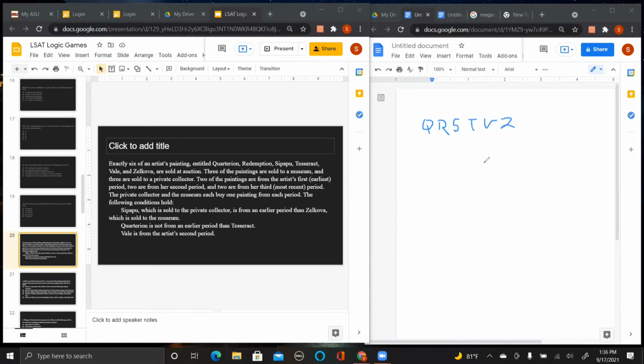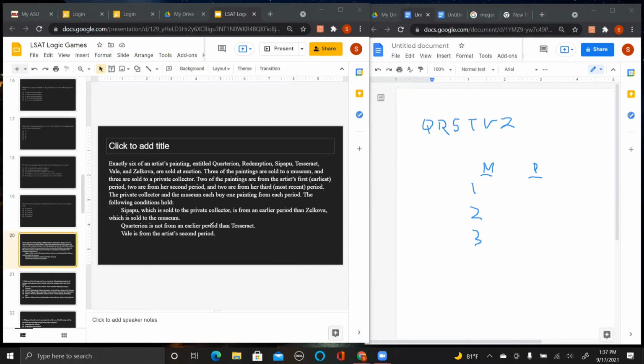All right, so we're doing a grouping. There's 3 of them, half go to a museum and the other are sold to a private collector. Those are our 2 categories. And 2 of the paintings are from the first period, 2 are from the second, and 2 are from the third. Private collector and museum each buy a painting from each period, right? So there's another element here we got to be careful of. This makes our little thing here into a grid. 1, 2, and 3. So the museum will get 1 from each of these periods, and so will the private collector, right?